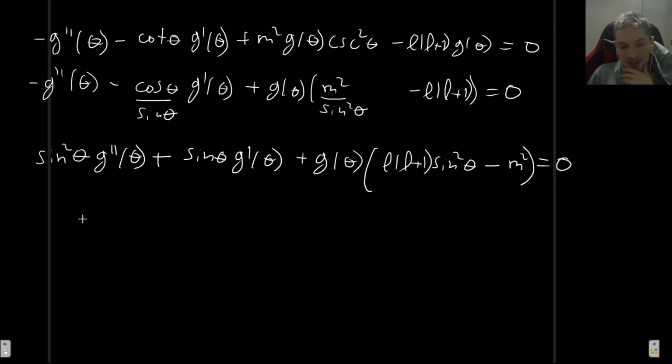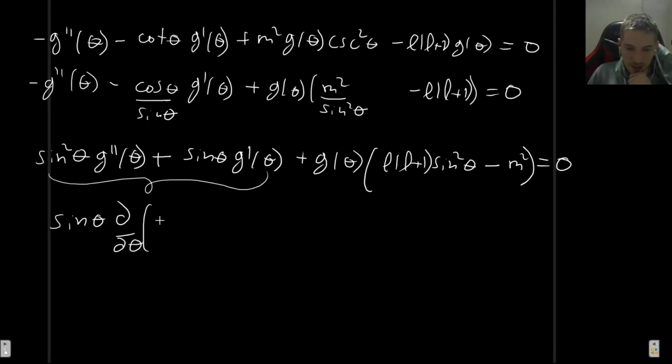I don't know if I want to say simple though, because it can be somewhat hard to spot, but let's take a look at this. So what if we have sine of theta times the derivative with respect to theta of sine theta times dg/d theta? If we had this, let's just do the operation.